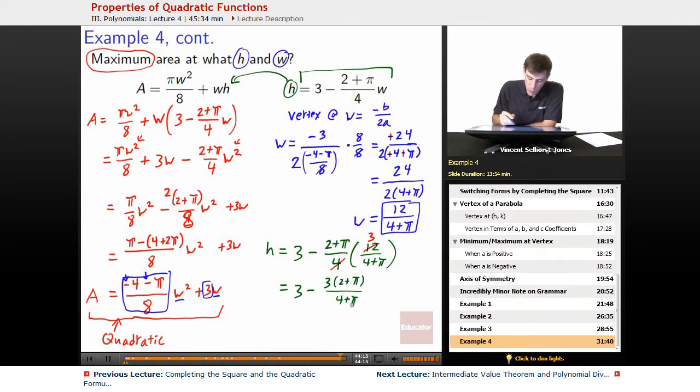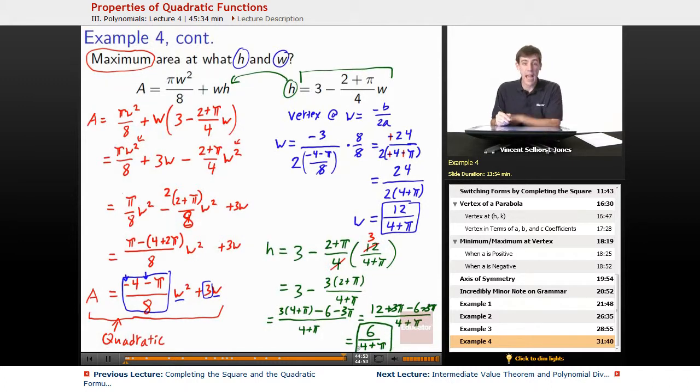So we get h is equal to 3 minus 3 times 2 plus pi over 4 plus pi. We want to put them over common denominators so we can get the two pieces talking to each other. So we've got 3 times 4 plus pi over 4 plus pi. And then it's going to be minus 3 times 2 plus pi, so minus 6 minus 3 pi. So we've got 12 plus 3 pi minus 6 minus 3 pi all over 4 plus pi. So finally, our h is going to be, the minus 3 pi's cancel each other out, 12 minus 6, we get 6 over 4 plus pi. And that's our value for what our maximum h will be with our maximum width.